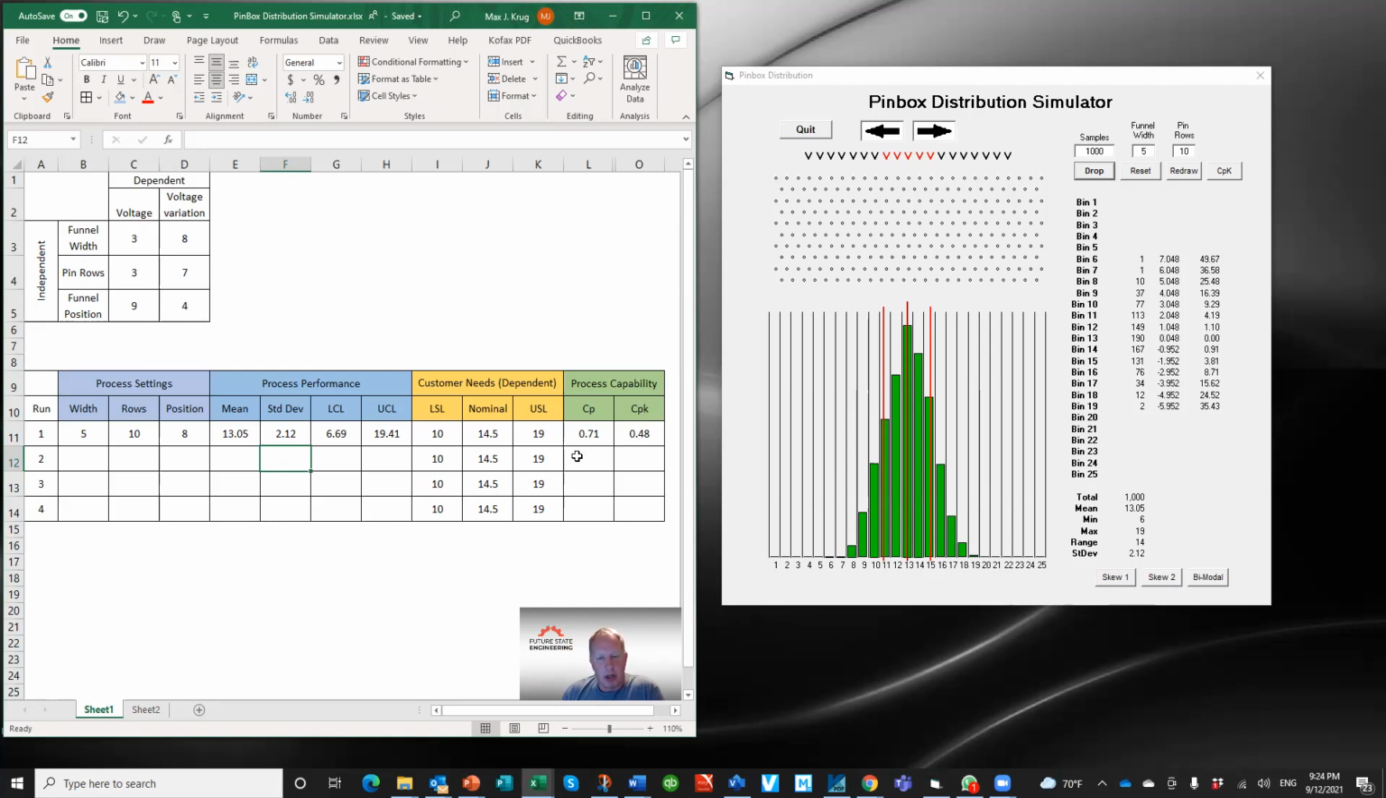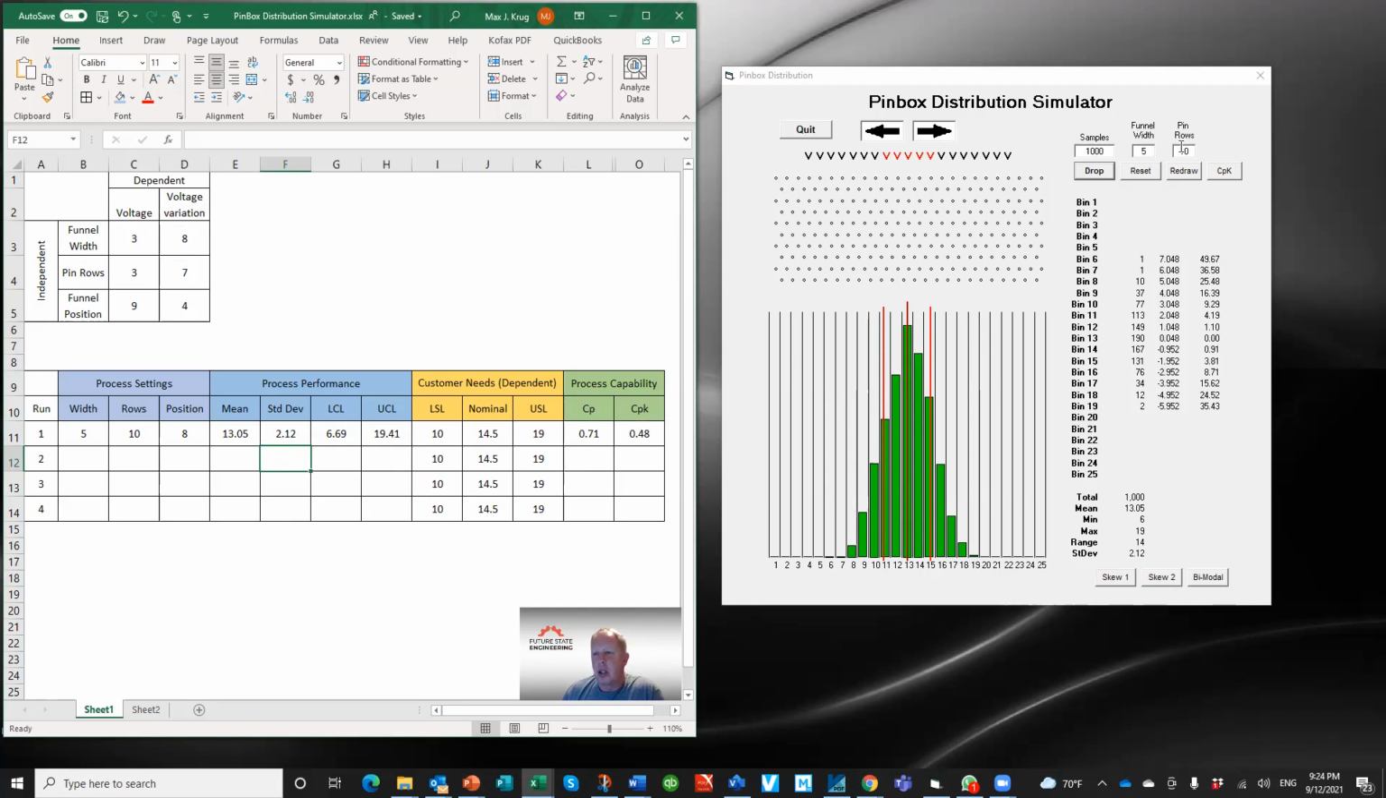So the question is, what am I going to change in the process to make it capable? Well, first of all, I see my variation is too high, because the Cp tells me that I have too high a variation. So I need to reduce the variation. When I look at this and ask which variable has the most impact on variation, it's my funnel width.